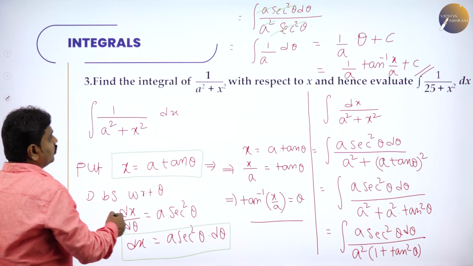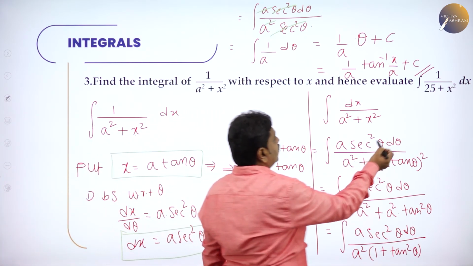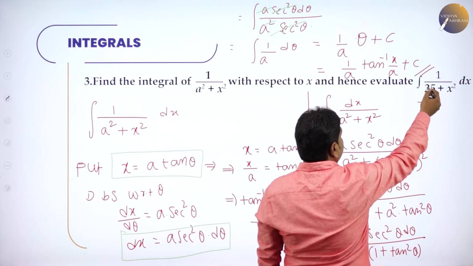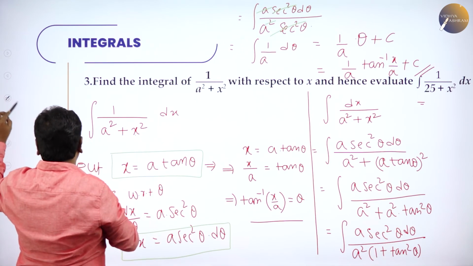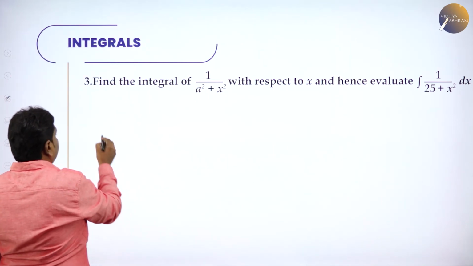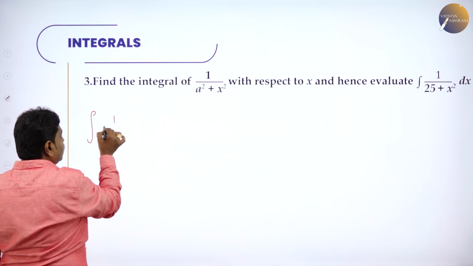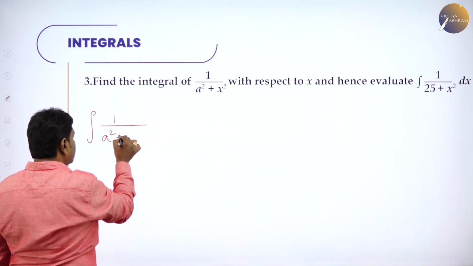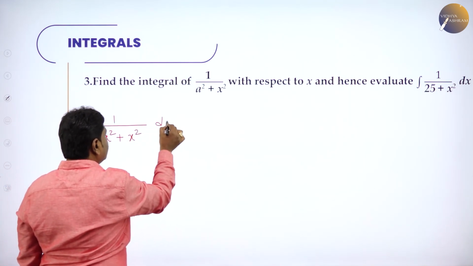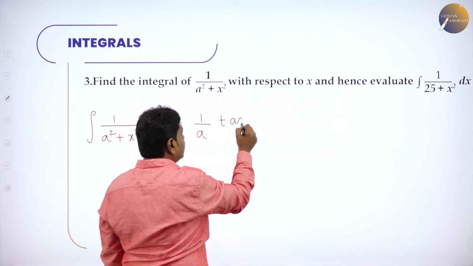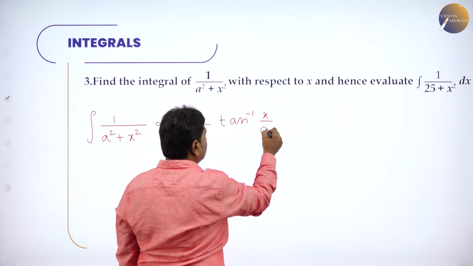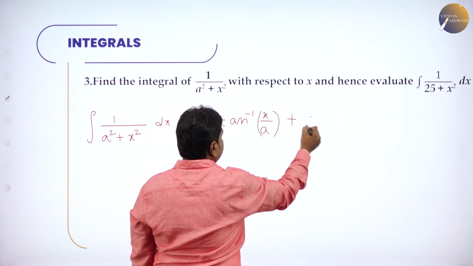And they want you to evaluate the integration of 1 by 25 plus x square. So we'll use this formula and derive. So now what is the answer we got? We got integration of 1 by a square plus x square dx is 1 by a tan inverse x by a plus c. Now we can use this as a formula. So become thorough with this formula.